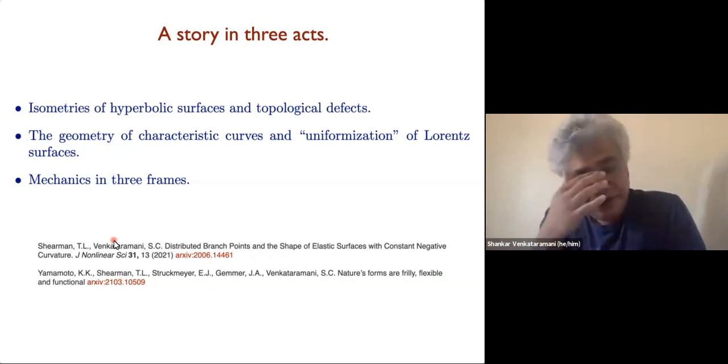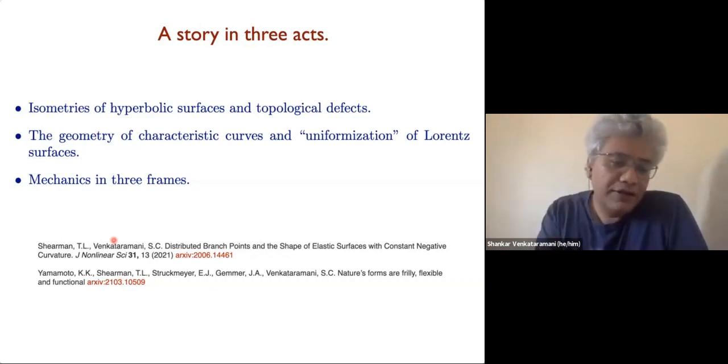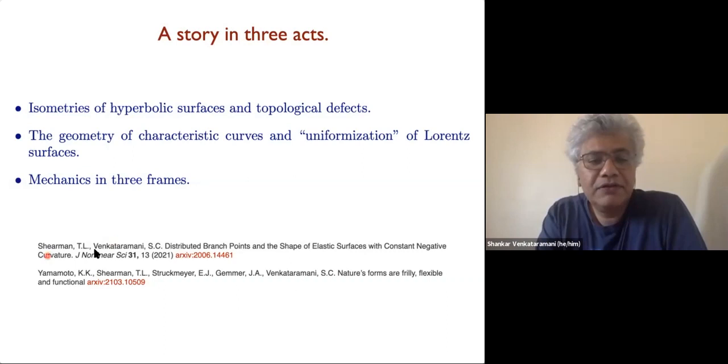And then the last part will be about the ideas toward the proof of this conjecture, and also about how these things manifest themselves in things that physicists or other people care about. Most of the math work is in this paper, Shearman and Venkataramani, that just came out earlier this year. There's also a physics paper. This is with a bunch of my students, where we talk about the physics aspects of this one.